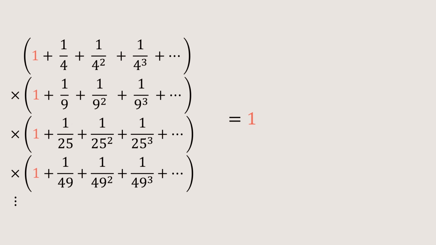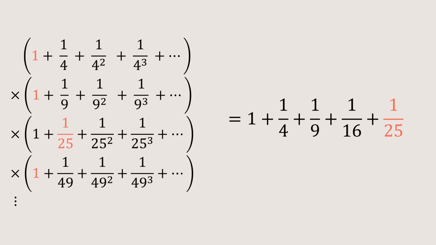If we take all the ones, then we get 1. If we take 1/4 and then all the ones, we get that. If we take 1 and then 1/9 and then all the ones, we get this. If we take that one, which is 1/16, and then all the ones, we get this. And basically, we will get all the 1 over natural numbers squared exactly once.